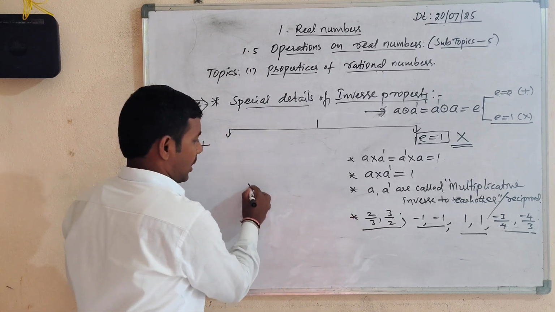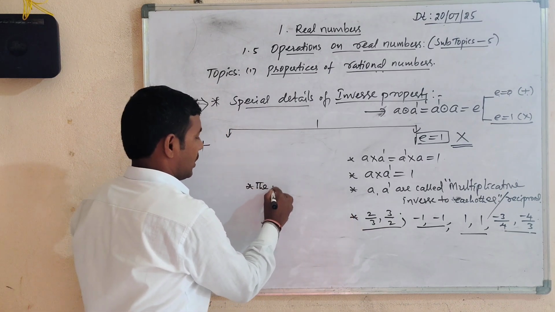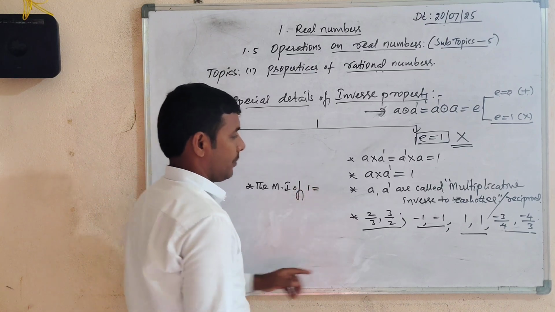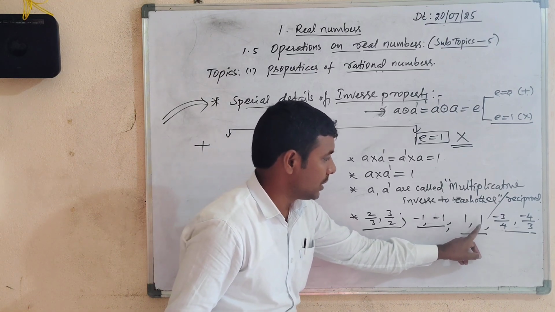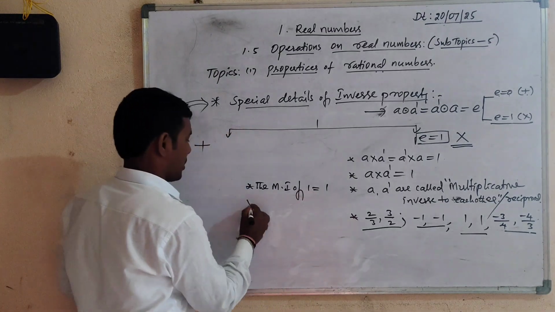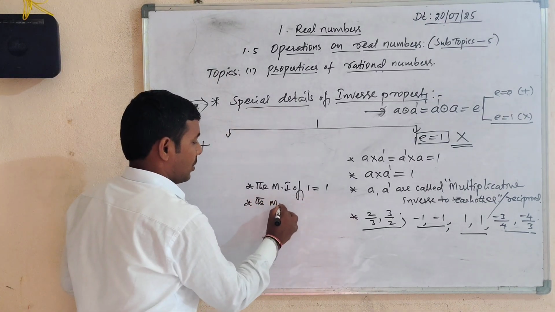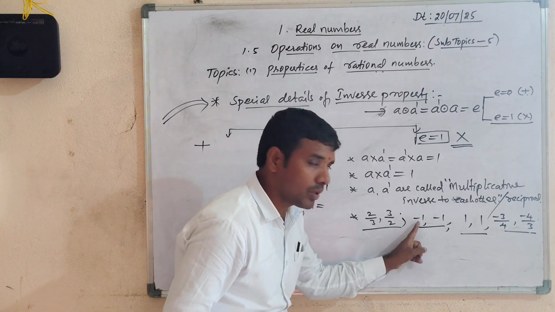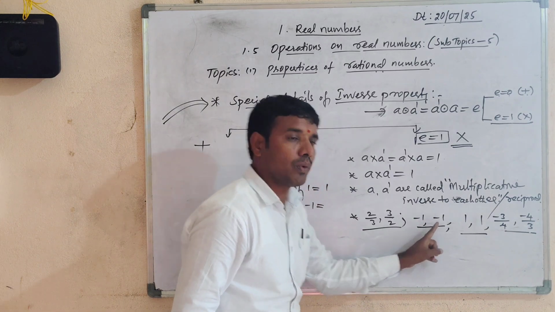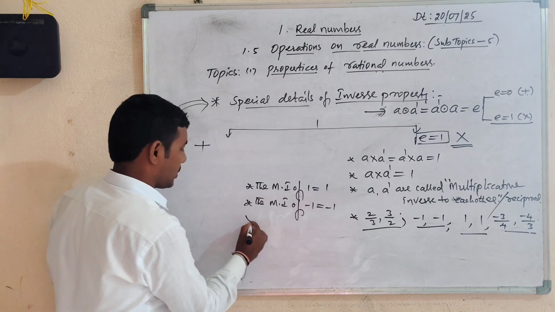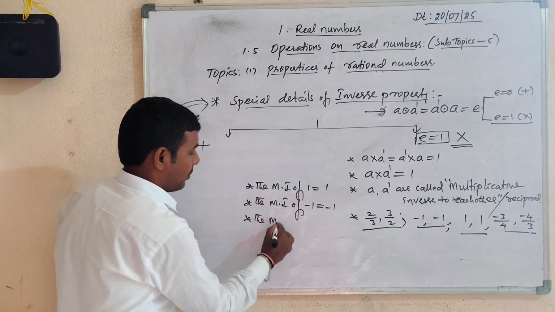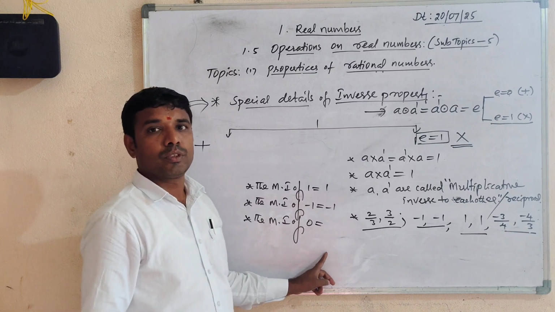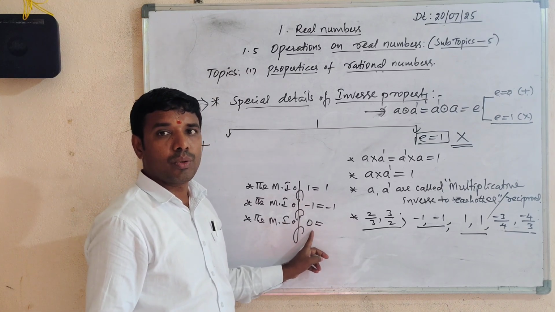Now my questions are: the multiplicative inverse of 1, tell me. The multiplicative inverse of 1 is 1 only. Next question, the multiplicative inverse of minus 1, tell me. The multiplicative inverse of minus 1 is minus 1 only. Next question, the multiplicative inverse of 0.